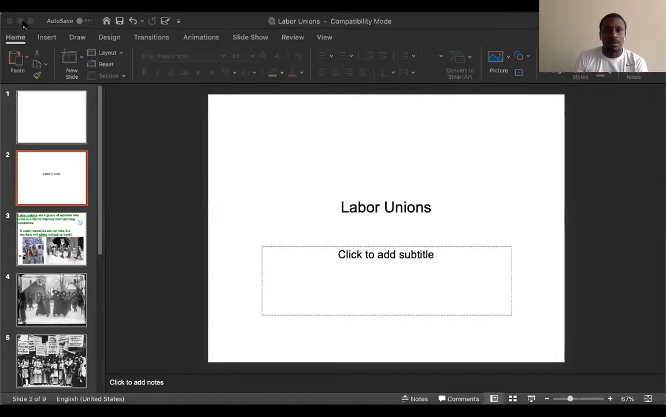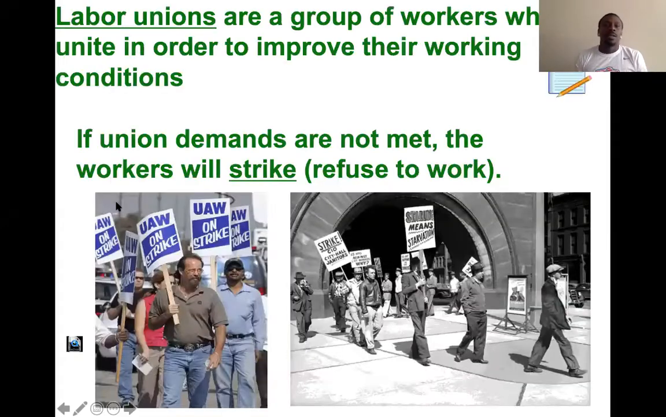All right, so labor unions. Labor unions were groups of workers who were all working in the same job that were trying to unite in order to improve their working conditions. One of the ways that these labor unions tried to be effective was by the use of strikes.